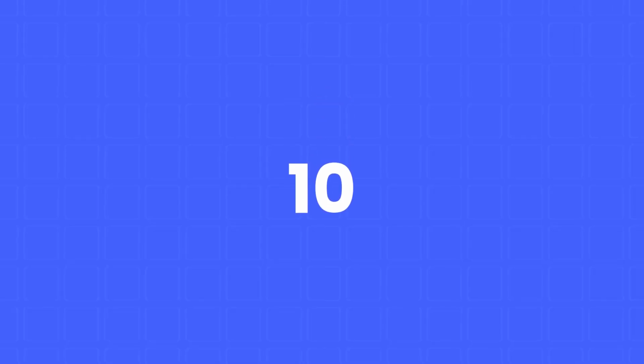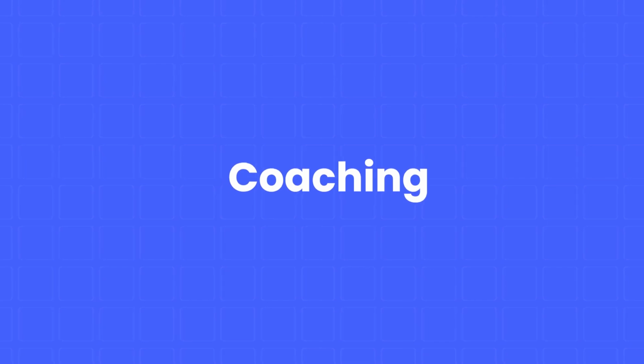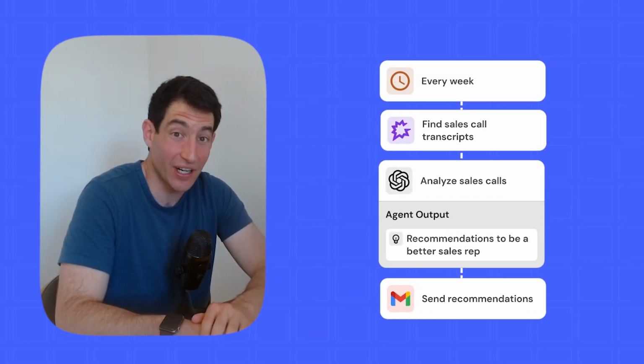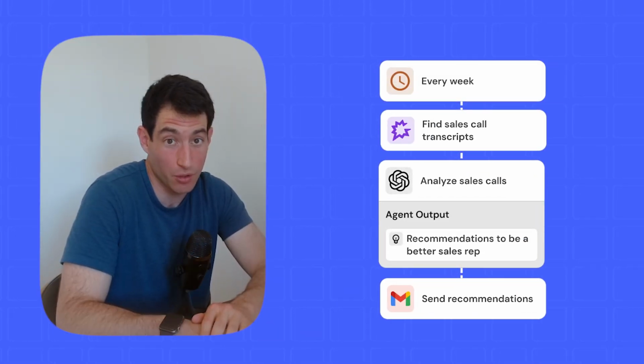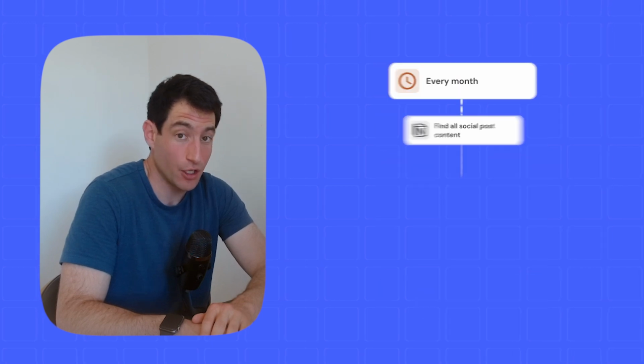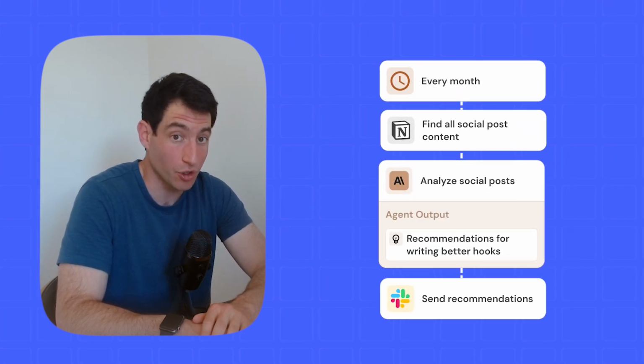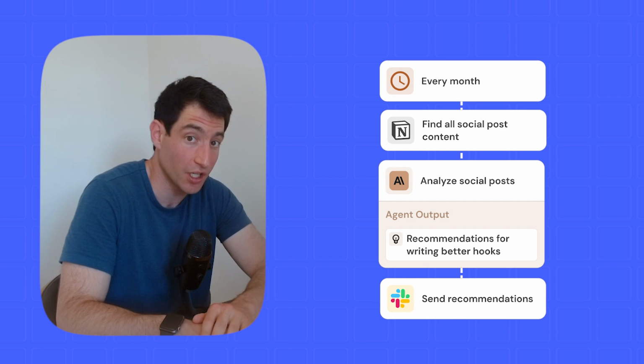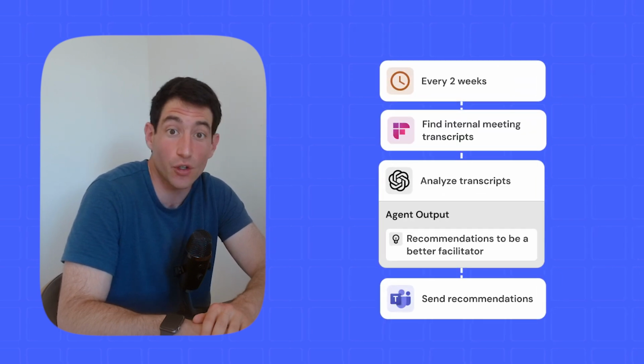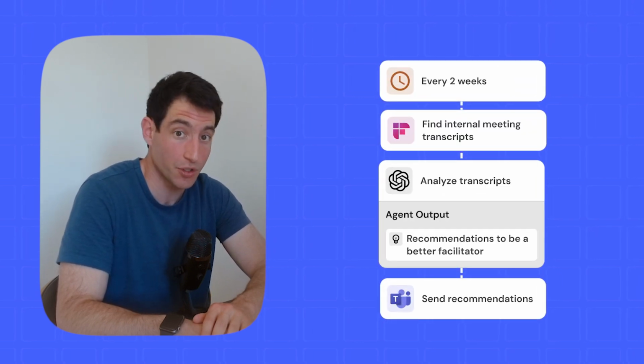Last, but certainly not least, number 10, AI is a great coach. You could have AI review all the transcripts of your sales calls and give you coaching on how you could be a better sales rep. You could have AI review the content of your social posts and tell you how to write better hooks. You could have AI review the internal meetings that you're running and have it coach you to be a better meeting facilitator.